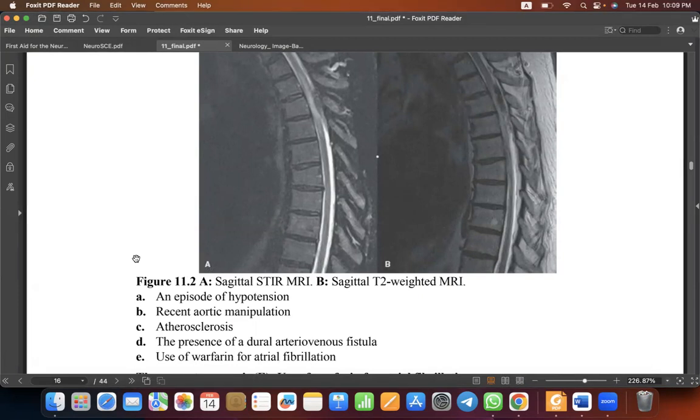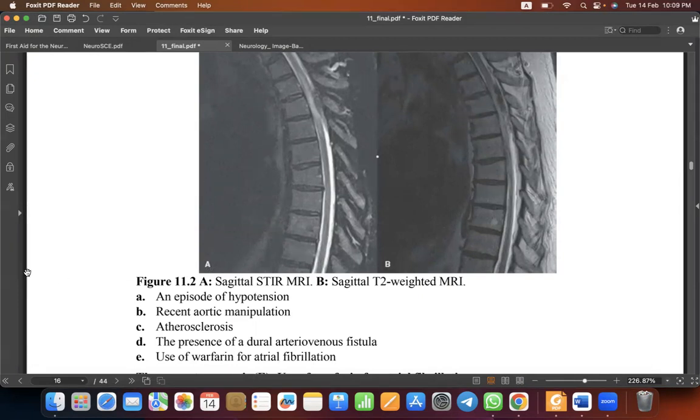So I guess it is more likely an epidural hematoma. That could be a possibility here. Okay, a hematoma could be there. So as you can see, what are the possibilities that can cause hematoma? Aortic manipulation and warfarin for atrial fibrillation.